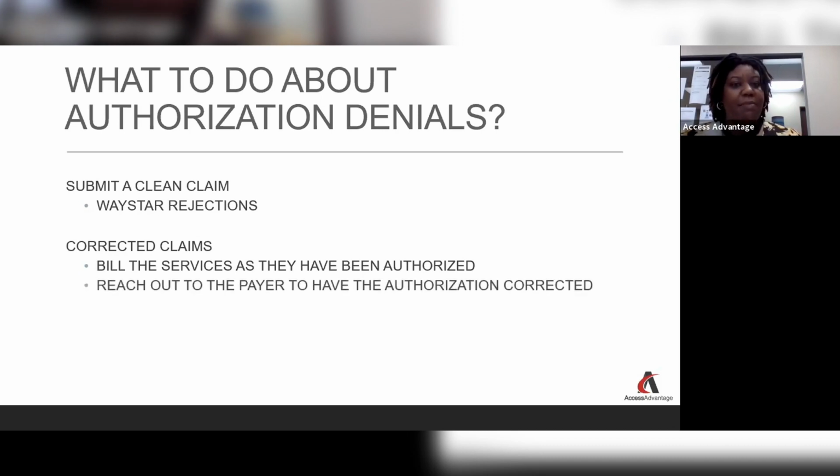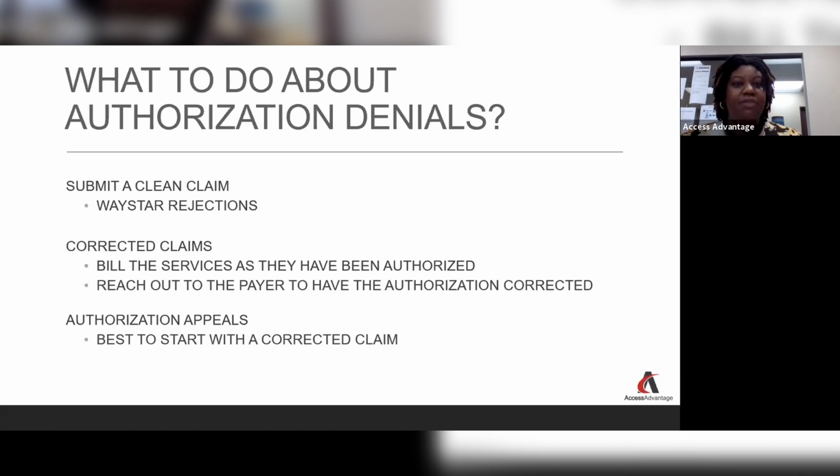Alternatively, you can reach out to the payer and have the authorization corrected if there was an error. Lastly, if you find that your authorization just simply doesn't match, and if there was an error on the end of the payer, we can appeal the authorization, and that is when we would go on ahead and submit the medical records to the payer for review. But as I already stated, it is best to start with a corrected claim and get some payment in the door.